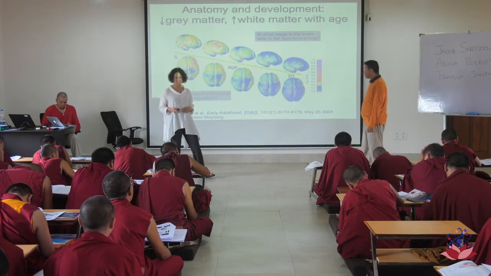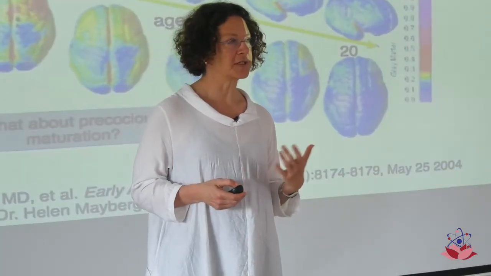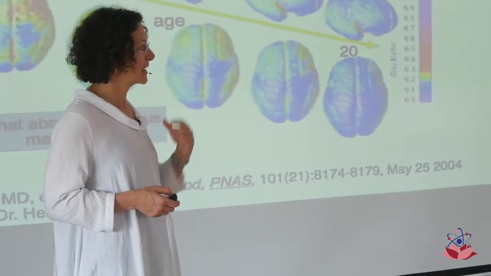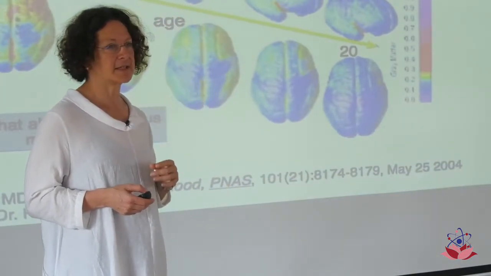And what you see in children or in infants is that they have less white matter in the front of their brain than adults have.